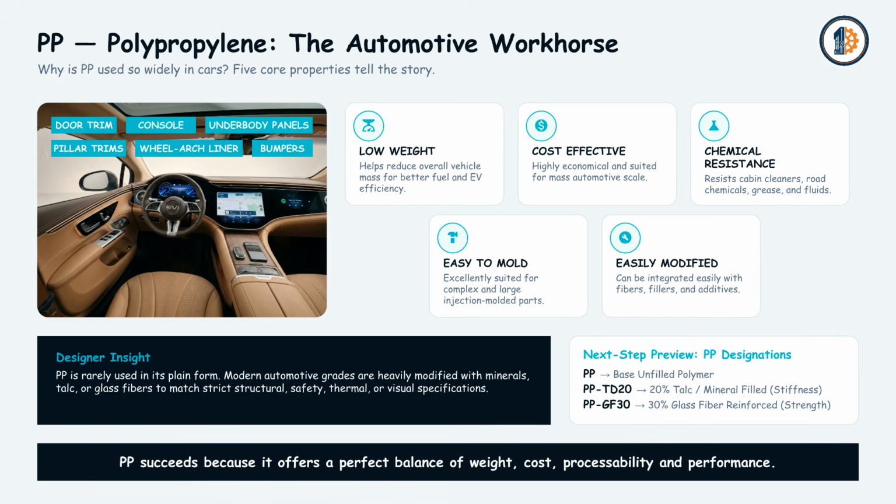Let's start with one of the most widely used plastics in automotive applications: polypropylene, commonly called PP. PP is popular because it offers a very useful balance. It is lightweight, relatively economical, chemically resistant, and suitable for high-volume molding. That makes it attractive for large components, such as door trims, pillar trims, consoles, wheel arch liners, underbody components, and many other applications.